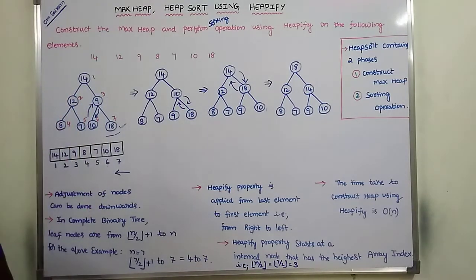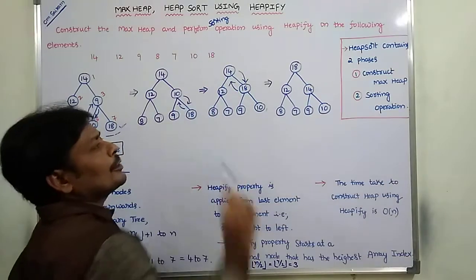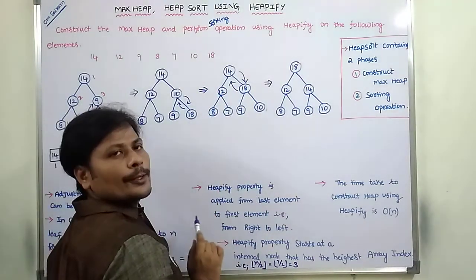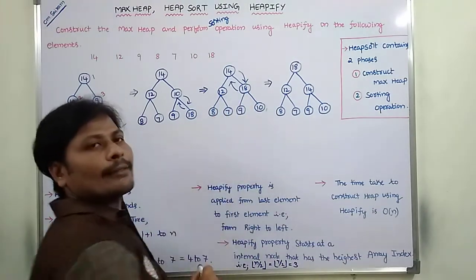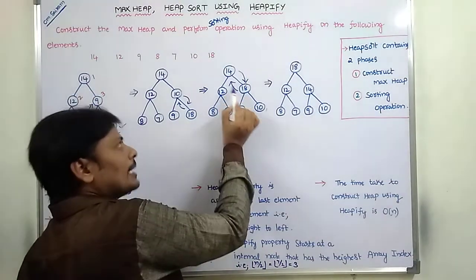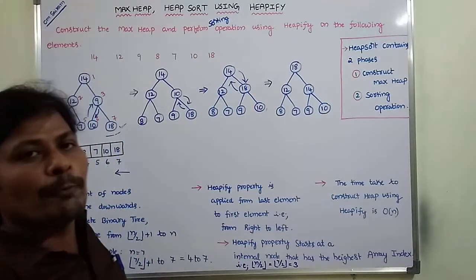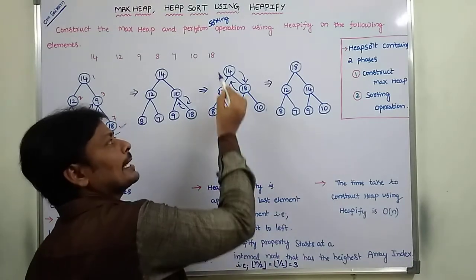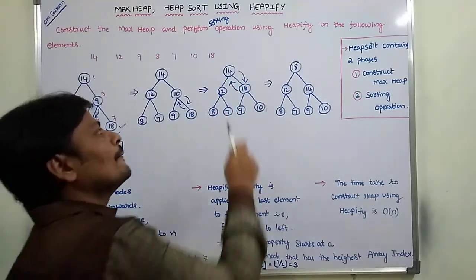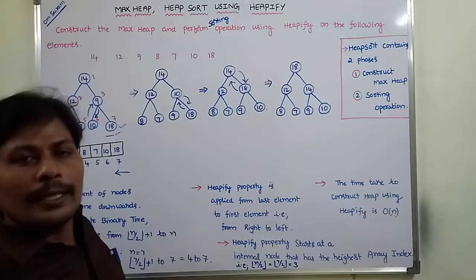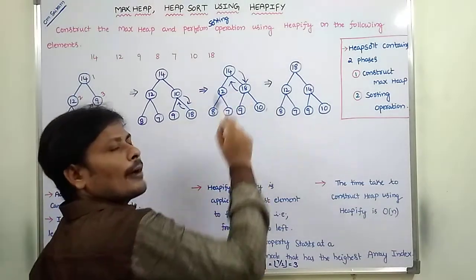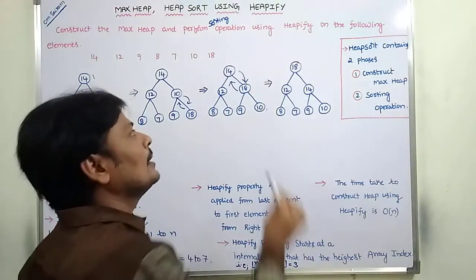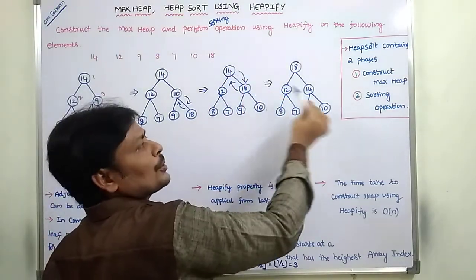Next go to index 1. At index 1, 14 is there. Now 14 has two children, one left child and another one right child. So check whether it satisfies the maximum heap property or not. 14 is greater than 12. Yes, it is true. It satisfies the maximum heap property. 14 is greater than 18. It is false. It does not satisfy the maximum heap property. So we have to perform a swap. 18 goes to this place, 14 goes to this place.